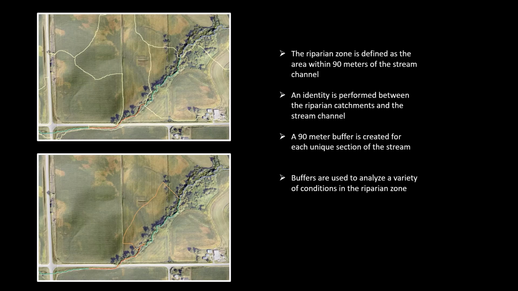An identity is performed between the riparian catchment and stream channel, and then a 90-meter buffer is made for each stream section. Once the buffers are generated, we assess the two variables within them, and that is the runoff delivery and the denitrification potential, to determine which riparian buffer design would be most suitable for that area.